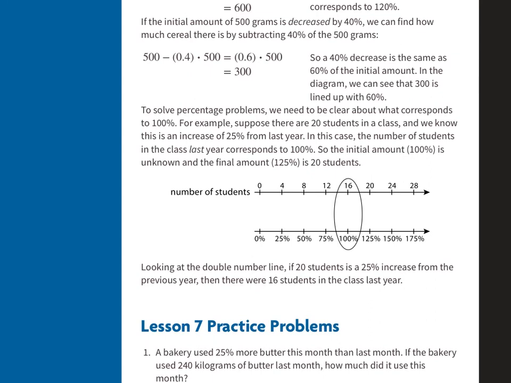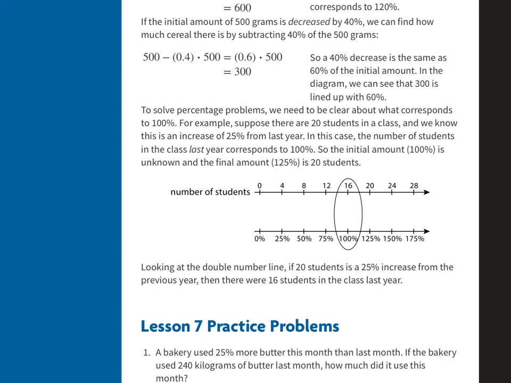To solve percentage problems, we need to be clear about what corresponds to 100%. For example, suppose there are 20 students in a class and we know there's an increase of 25% from last year. In this case, the number of students last year is the original amount. So original, old, or last always goes with 100. New, or this year, goes with whatever you're trying to find. Okay?